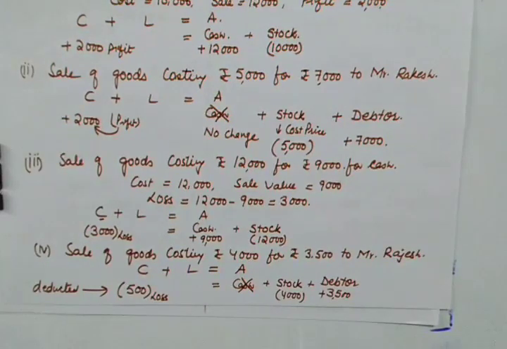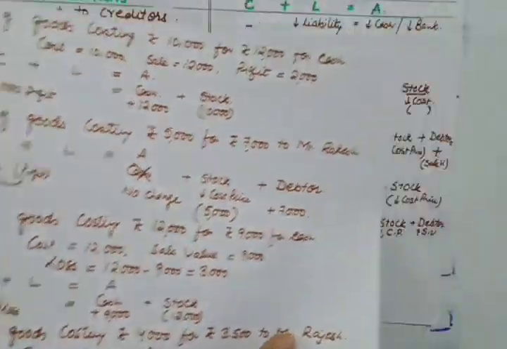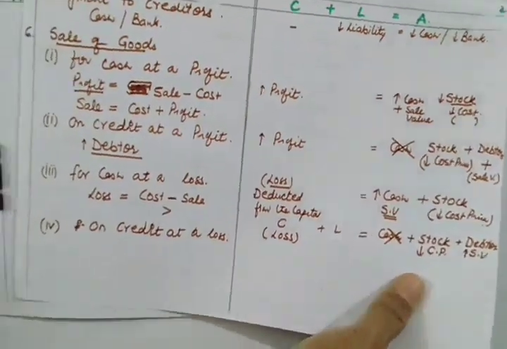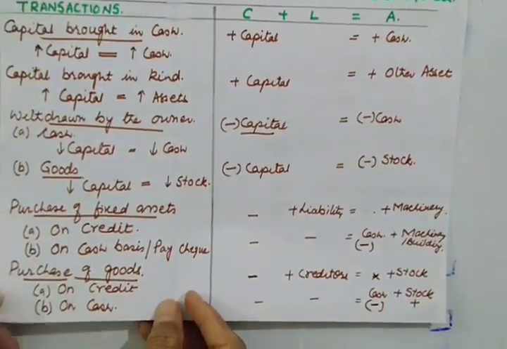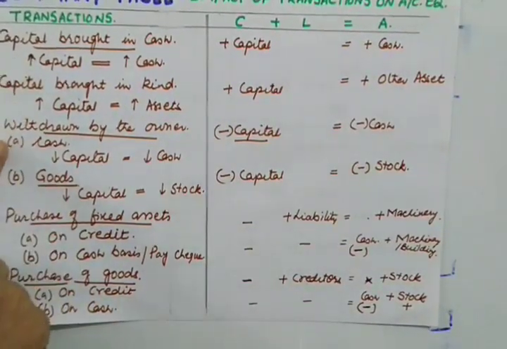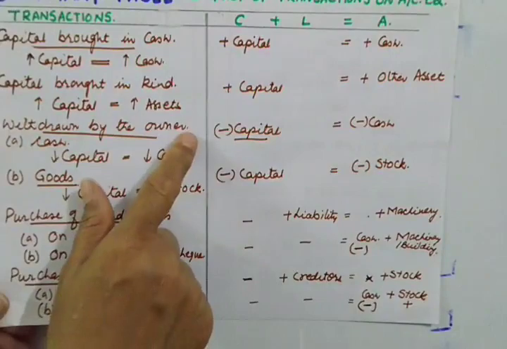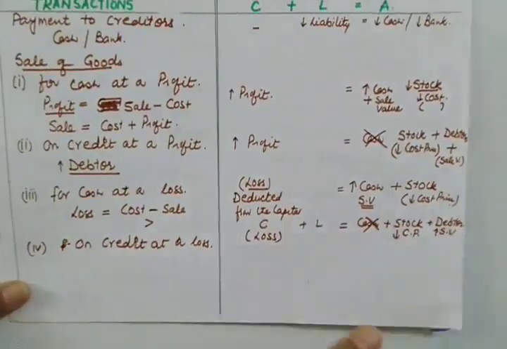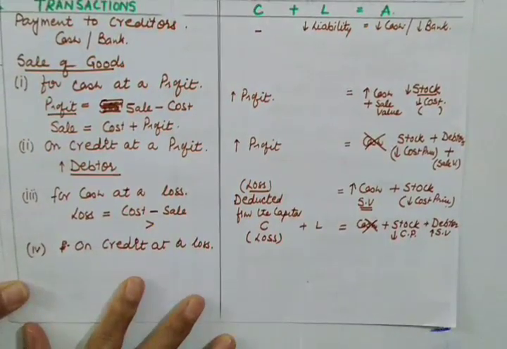So I hope whatever we have done today is clear to you and you will be able to understand this accounting equation better, because in this you have to trace out two items and those two items are very important for the base of accounting, base of journal entries in the further section. So I hope all these transactions, capital, withdrawings by the owner for personal use, purchase of fixed assets, purchase of goods on cash and credit, payment to creditors, and sale of goods with its 4 different varieties, are clear to you.